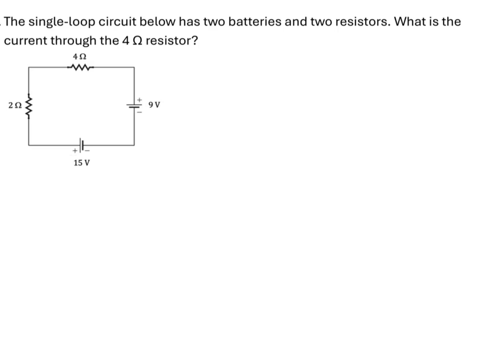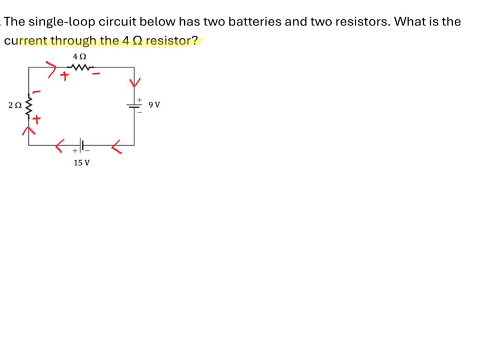Another problem, but a simpler one, it's only a single loop. What we want to find is the current through the 4 ohm. We need to know that it's just one circuit, one path, so all of them are in series. That means there is only one path, so it's connected in series. So the current will be the same.